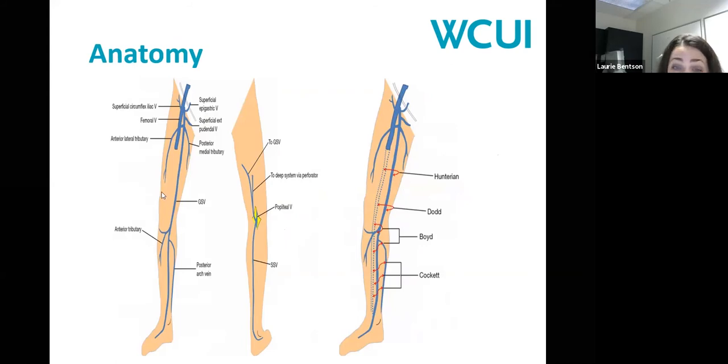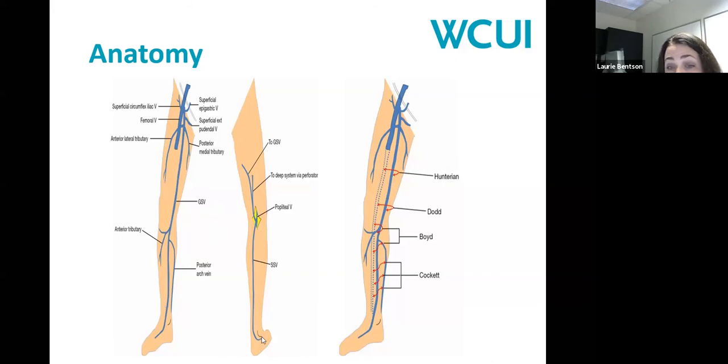Our saphenous vein travels more medially and originates near the medial malleolus and then ascends the leg on the medial aspect, draining into the common femoral vein. Where it enters the common femoral vein is the saphenous femoral junction. There are multiple tributaries and accessory veins in the superficial system.